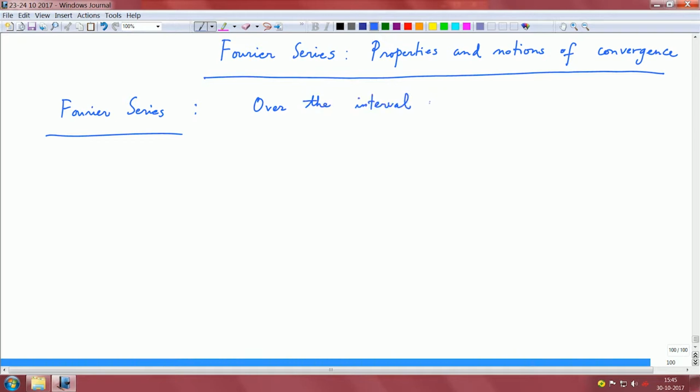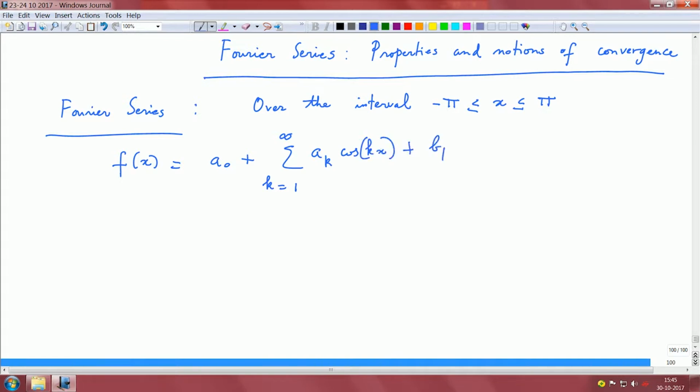most of you would have done this over the interval minus pi to pi. You can expand f of x as a naught plus summation k equals 1 to infinity a k cos k x plus b k sin k x. So, this is a general representation for a series.